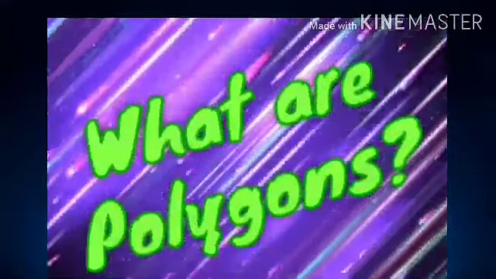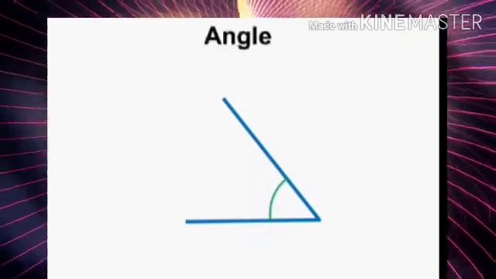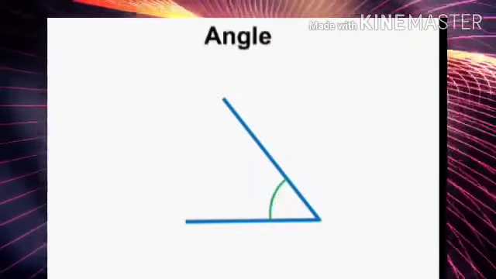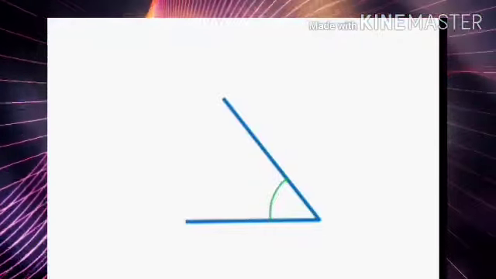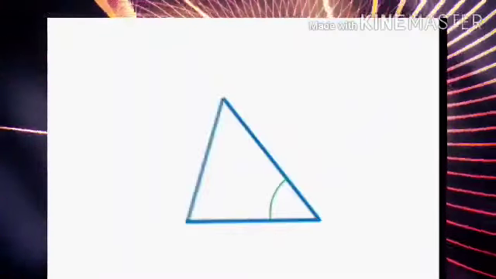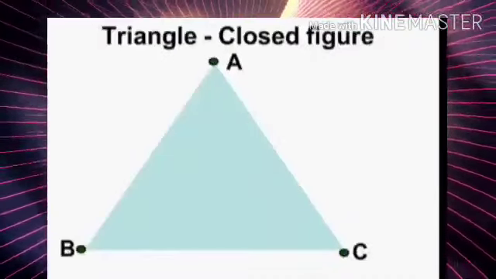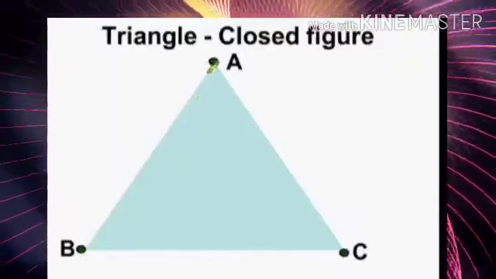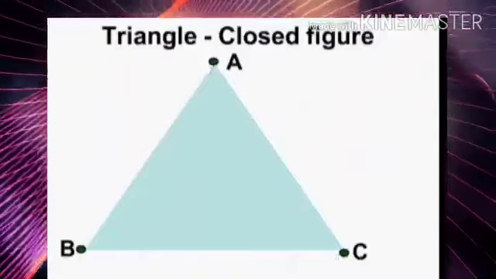In this module, we will learn about what polygons are. This is a two-sided figure intersecting at one point. It is known as an angle. Does it form a polygon? No, as it is not a closed figure. Let us make it a closed figure. Now it has become a triangle. In a triangle, we have 3 sides and 3 vertices, and it is a closed figure.